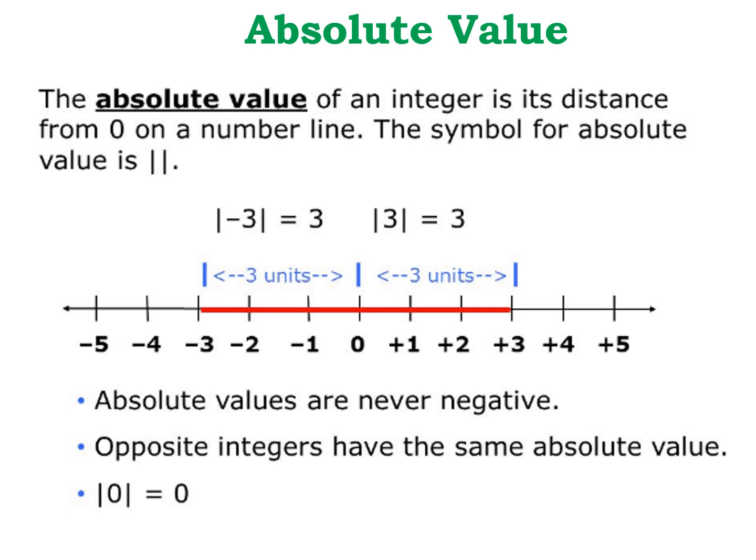Absolute value. Absolute value of an integer is its distance from 0 on the number line. The symbol for absolute value is two small parallel lines. So if you see properly, the absolute value of -3 is 3 and the absolute value of +3 is also 3. Absolute values are never negative.